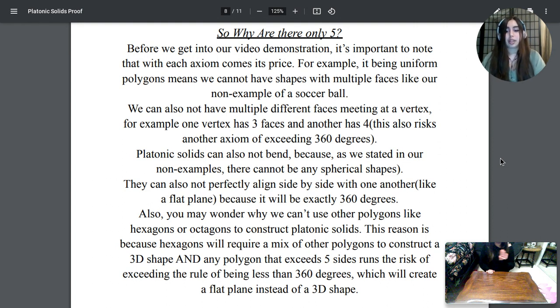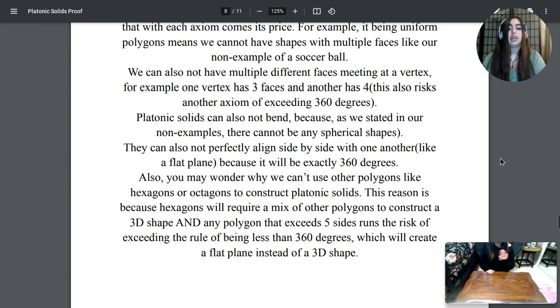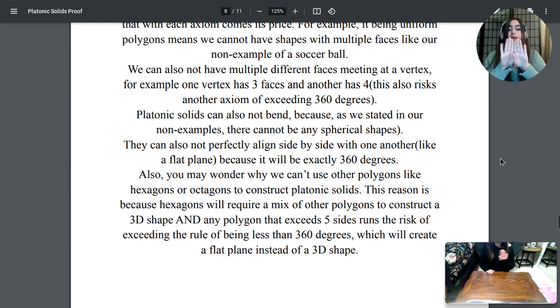I also stated Platonic solids cannot bend because, as we stated in our knot examples, they cannot have any spherical shape. They can also not perfectly align side by side with one another, because as when we get into our video demonstration, you'll see that it becomes a flat plane and it will be exactly 360 degrees, which is making it not a Platonic solid.